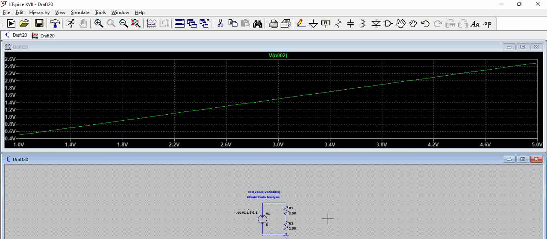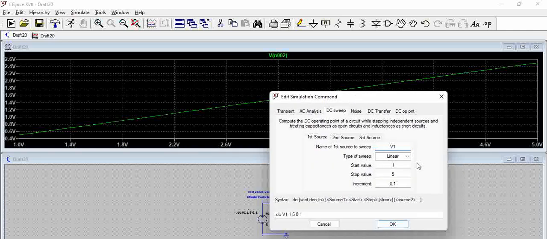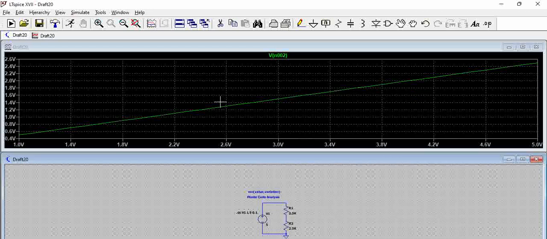If we try to run and probe at the center of these resistors, you can see here we have started at 1. If you see this particular DC sweep, we are doing a linear sweep by starting at a voltage of 1 and stopping at a voltage of 5 with an increment of 0.1 volt. So for every increment, the voltage that is developed across these resistors is increasing, right? So this is a DC sweep of the voltage source V1.